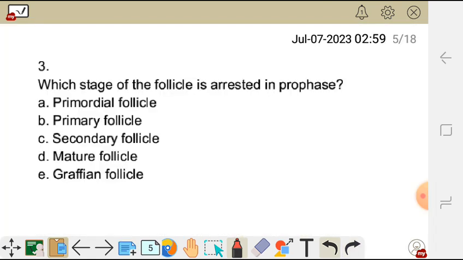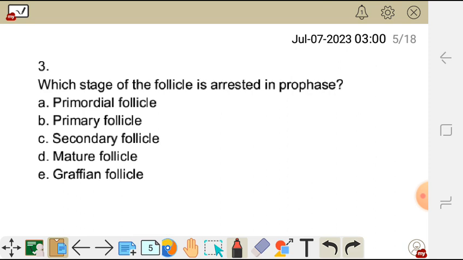Question 3. Which stage of the follicle is arrested in prophase? A. Primordial follicle, B. Primary follicle, C. Secondary follicle, D. Mature follicle, and E. Graafian follicle. So which stage of the follicle is arrested in prophase? So the correct answer for question 3 is A. Primordial follicle is arrested in prophase.